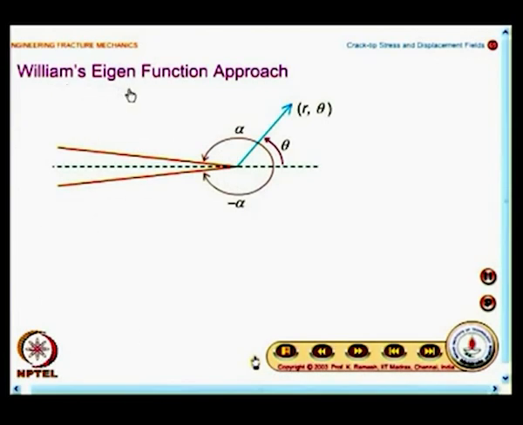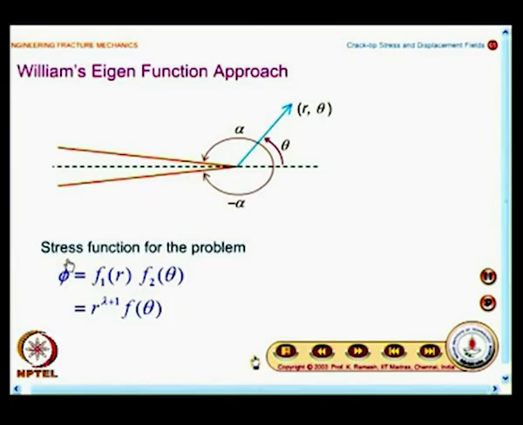And what did Williams consider? He considered a wedge, and he mentioned that the stress function phi could be taken as r power lambda plus 1 multiplied by f of theta.